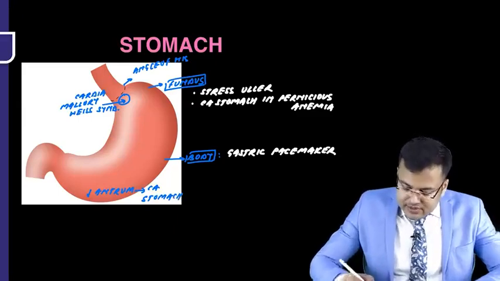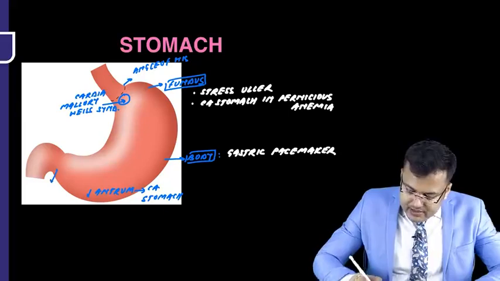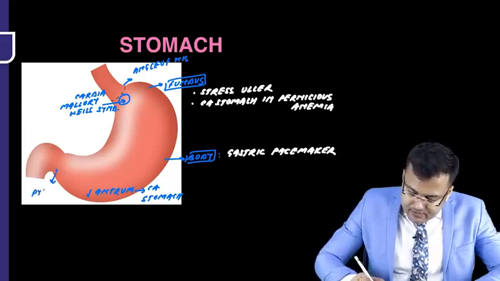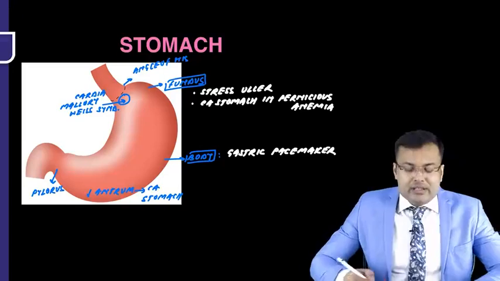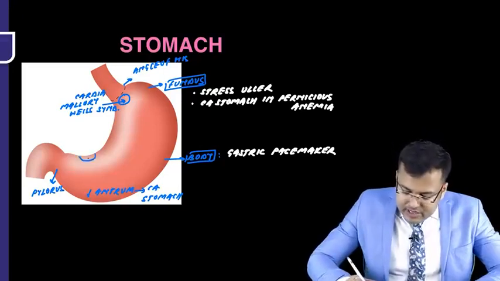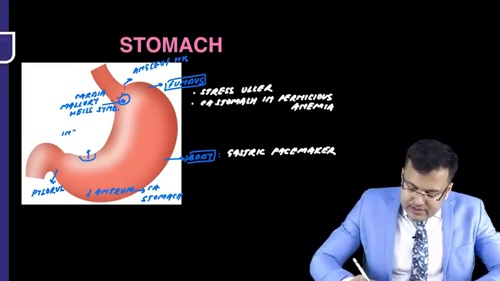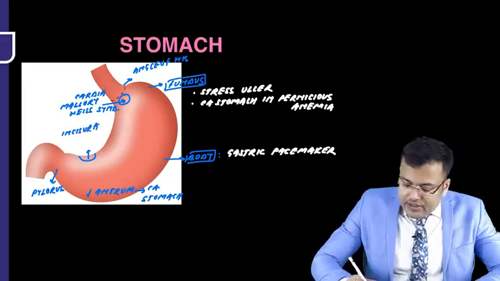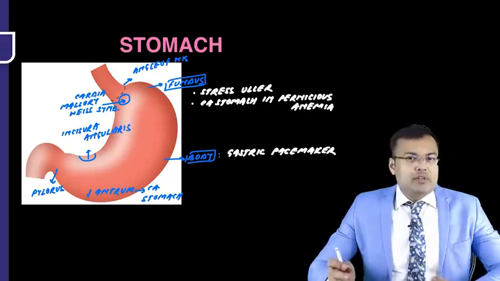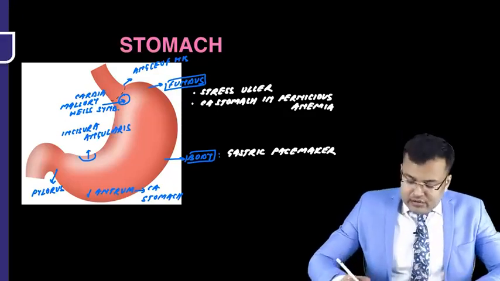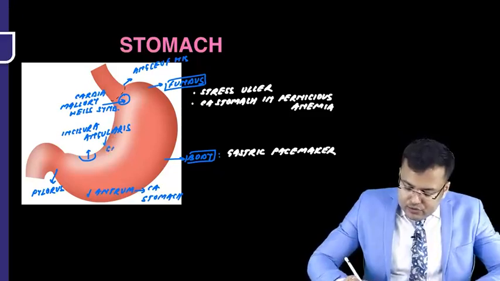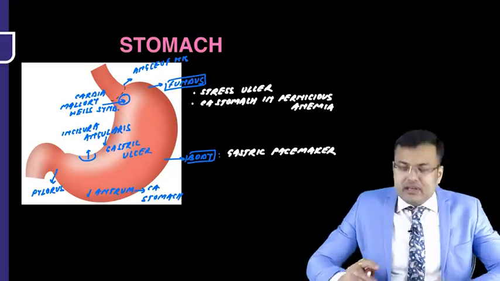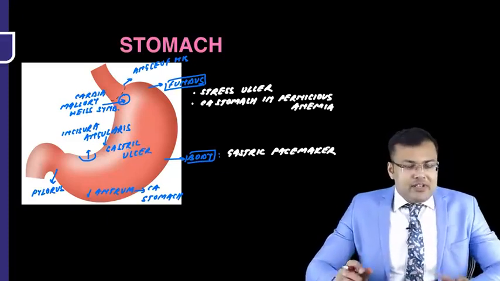After that, this is pylorus. So you can see this part, this is pylorus, and over the lesser curvature, this is incisura angularis. And what is the important point related to incisura angularis? This is the most common site of gastric ulcer. So these are the questions related to anatomy and one-liner questions which are asked frequently in relation to stomach.